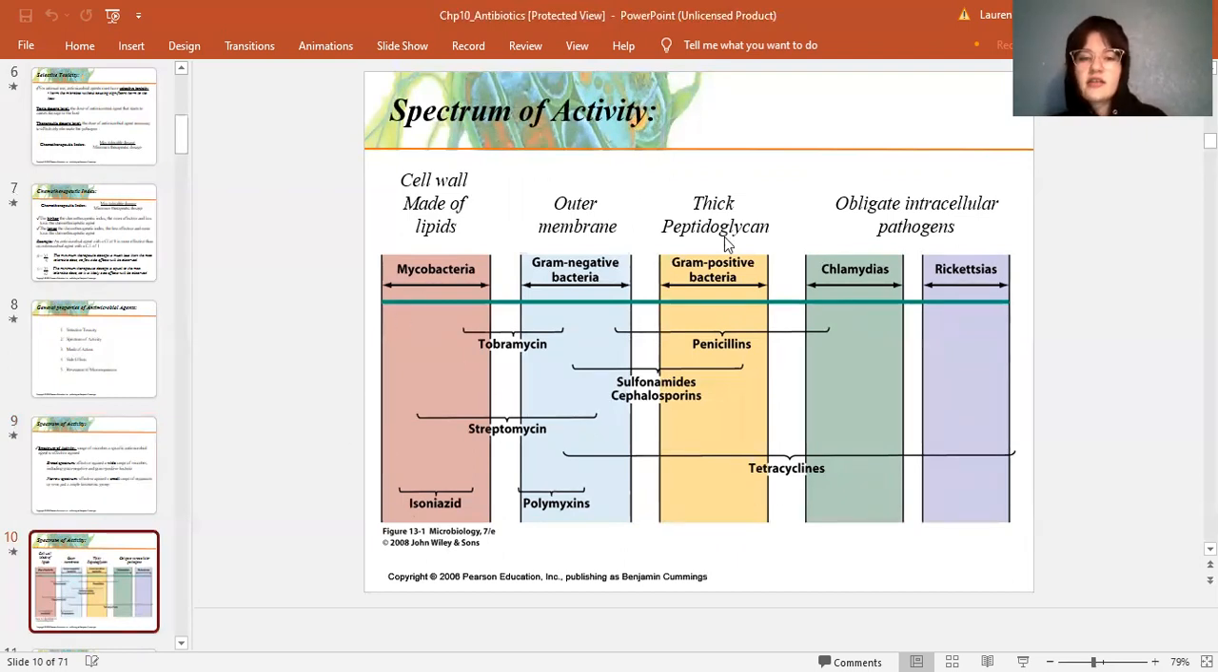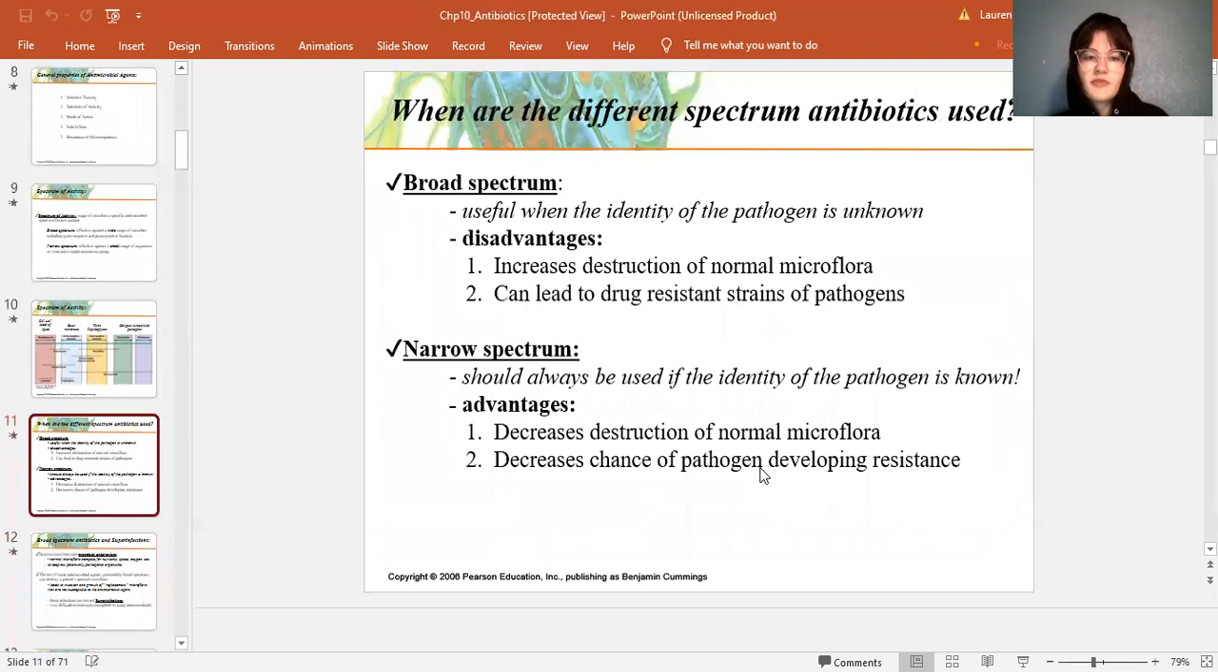But mostly it's these three that are important. Important to write down. Know the advantages and disadvantages, right? So if you have a broad spectrum, it is pretty harsh, right? It's going to destroy a lot of things, and it's probably going to target something other than the cell wall.